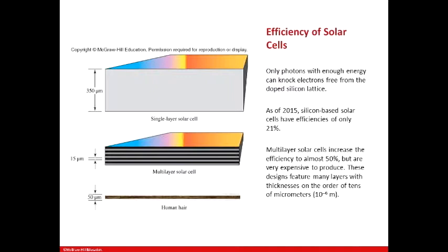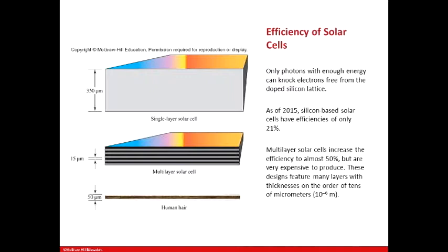As for the efficiency of solar cells, only photons with enough energy can knock electrons free from the doped silicon lattice. The dopant is the impurities that are added to increase the efficiency. As of 2015, silicon-based solar cells have an efficiency of only 21%. Now, does everyone follow? You're putting up all these cells, but you're still only getting 21%. The technology just is not there to do what it potentially could.